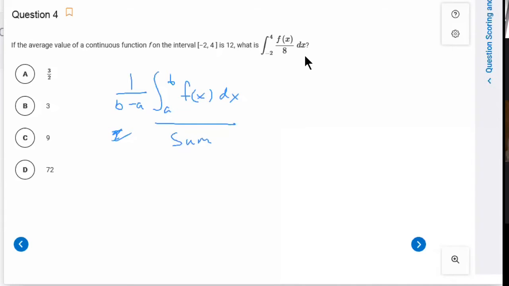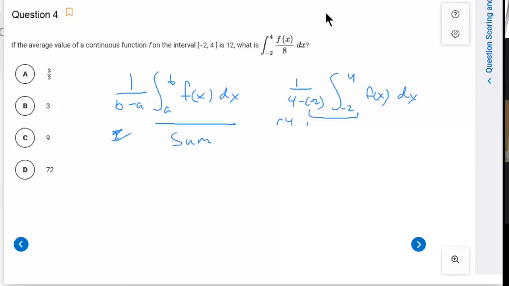Now, if I plug this in, it's 1 over 4 minus negative 2, integral from negative 2 to 4 of f of x dx. So they're asking, take a look here, if I rewrite this, this is 1 over 6, integral from negative 2 to 4 of f of x dx. Okay, that's me simplifying it. I draw the 1 over 6 inside.